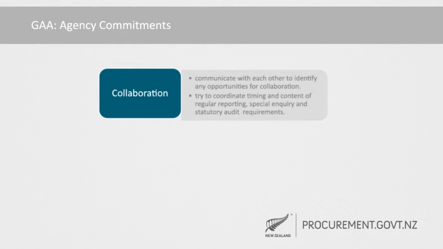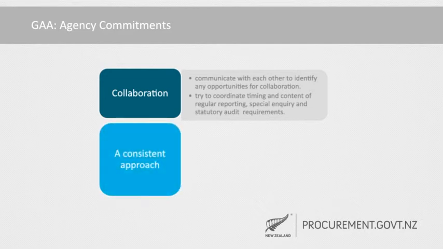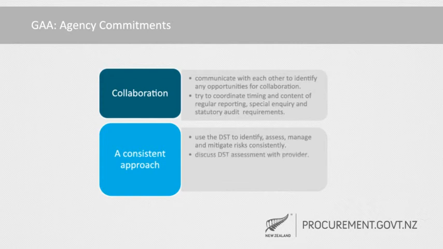The Consistency and Approach section requires agencies to take a consistent approach to risk assessment and management. They should use the Decision Support Tool, DST, to identify, assess, manage, and mitigate risks. Discuss their DST assessment with the provider. Only add extra conditions into an outcome agreement if necessary to manage or mitigate identified risks, and explain why they require information from the provider.